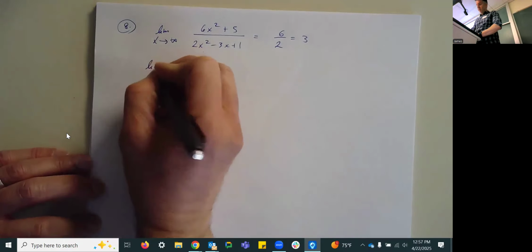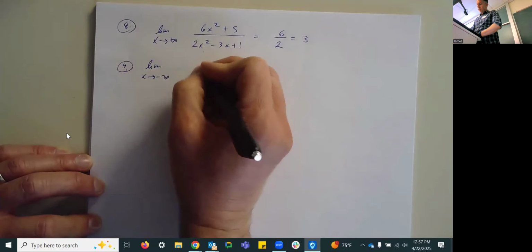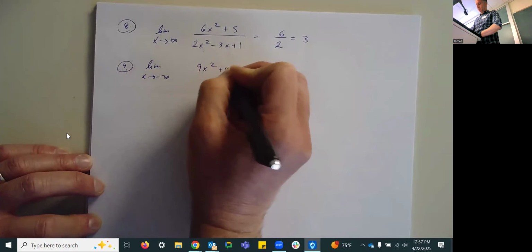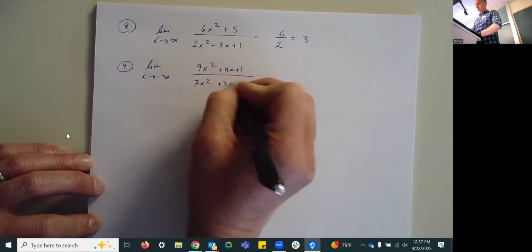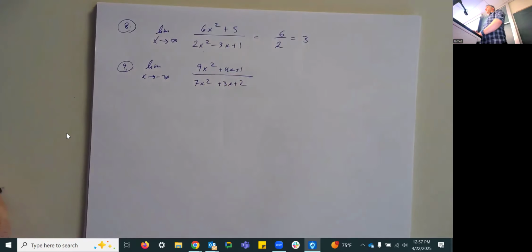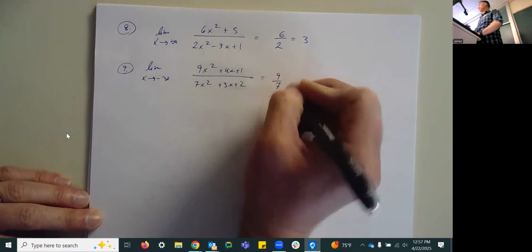If we want to find the limit as x goes to negative infinity of 9x squared plus 4x plus 1 over 7x squared plus 3x plus 2, same sort of deal. You can't show me on your fingers this time, but you know what the answer is going to be. It's going to be 9 over 7.